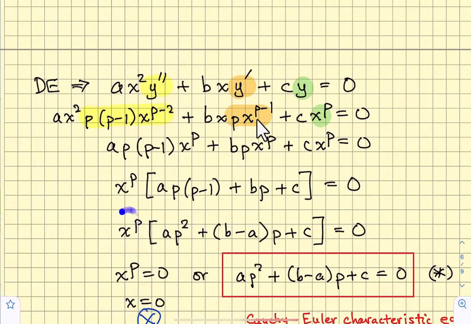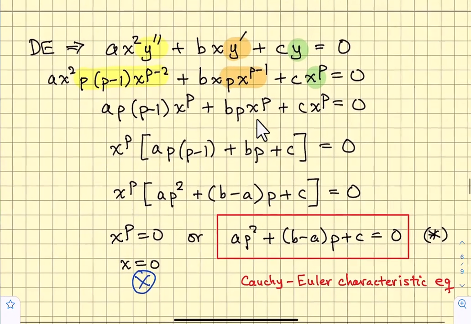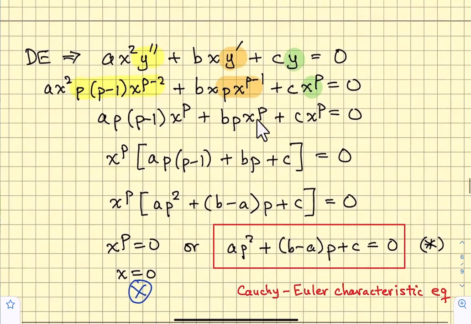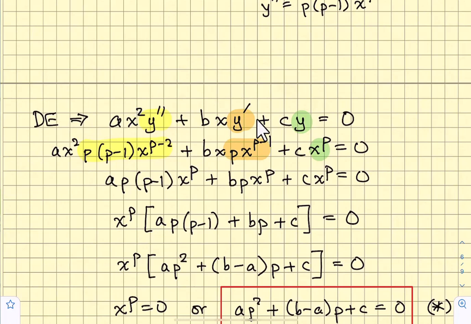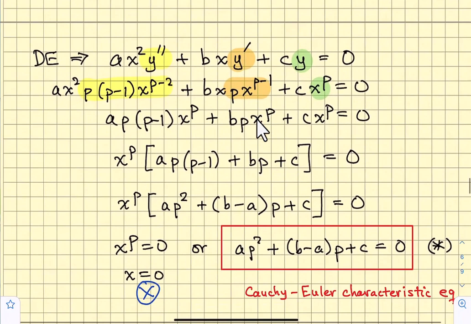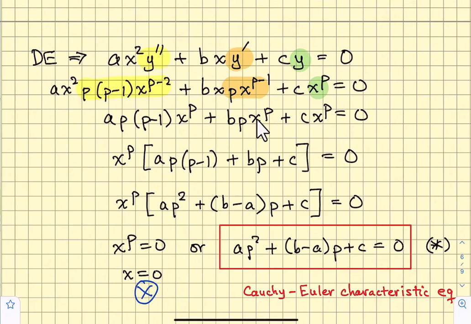So either x to the p is equal to 0, or this quadratic equation is equal to 0. And notice that if x to the p were equal to 0, then that says x is equal to 0. But if you stare at the form of the equation, x can't be 0, because if x were 0, this is not even a differential equation. This term would vanish, this term would vanish, because of the coefficient x that's present. So we'll rule that out, and we'll say it must be that this equals 0. We'll call that star.